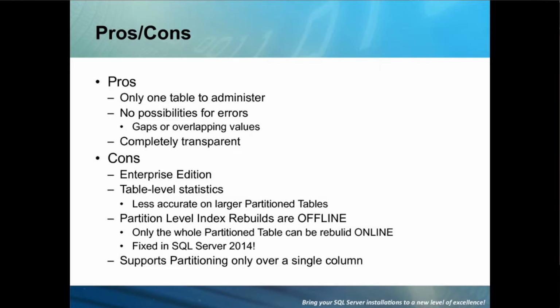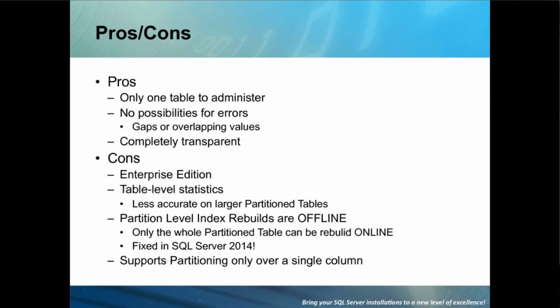What are the pros? The advantages? We're just dealing with one table. Very, very simple. There's no possibility for any error because the partition function makes sure that we have one specific boundary value. It's up to SQL Server in which partition one value falls. With a partitioned view, it depends on your cleverness. If you have overlapping values, you can have that value in multiple tables. It's completely transparent. So for example, when you have an existing table, for a third-party application, you can partition that table completely transparently. Means you don't have to change your application in any way. You're just changing the physical layout of your table, but the logical database or the logical table schema is still the same. So it's completely done transparently in the background.